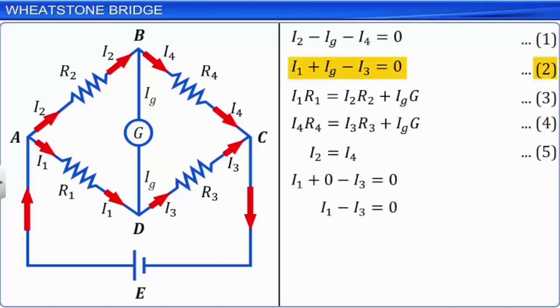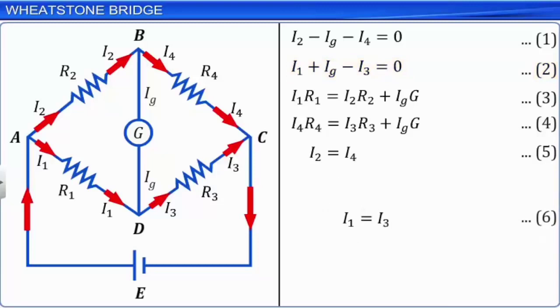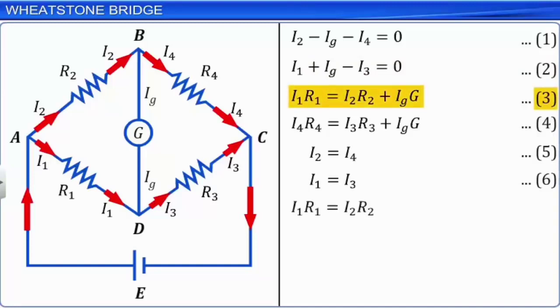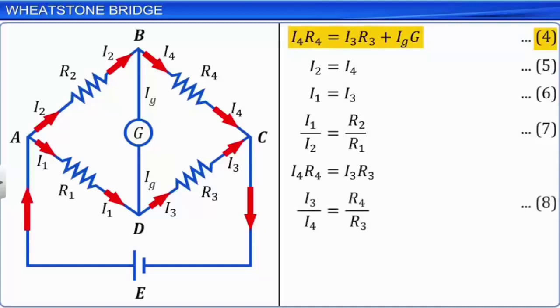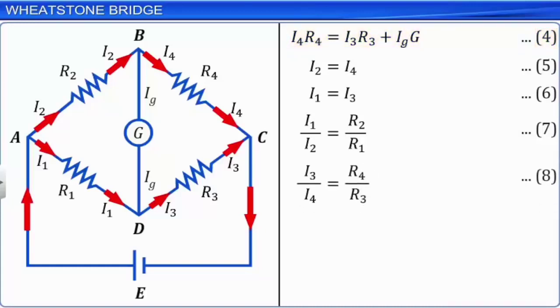Substituting IG equal to 0 in equation 3 and simplifying, we get equation 7. Substituting IG equal to 0 in equation 4 and simplifying, we get equation 8. Substituting for I3 and I4 from equations 5 and 6 in equation 8, we get I1 divided by I2 is equal to R4 divided by R3. Let this be equation 9.